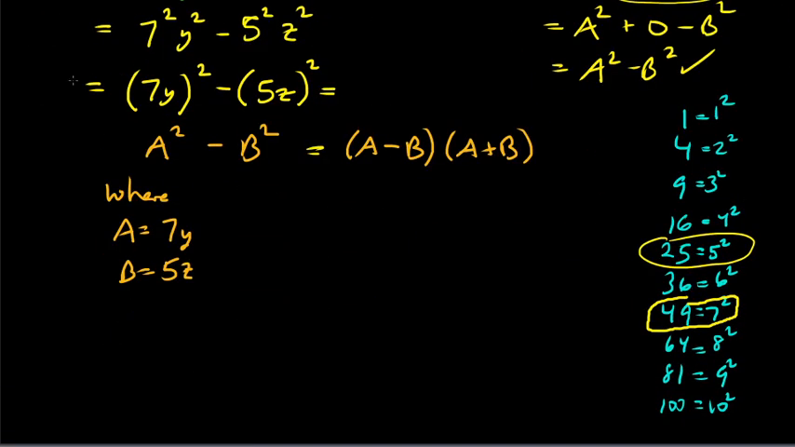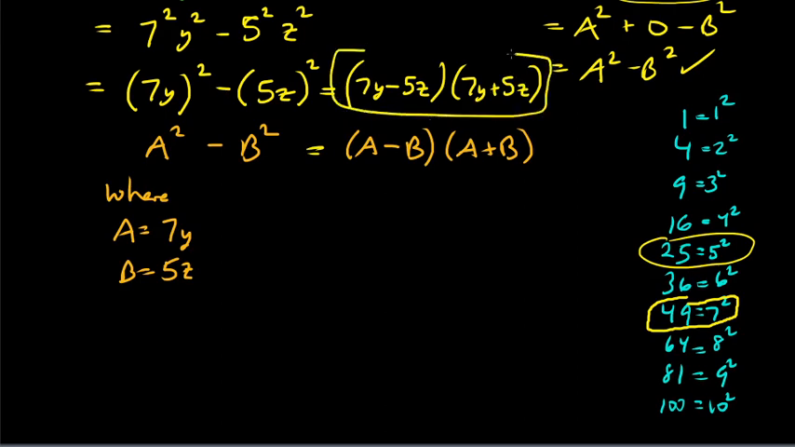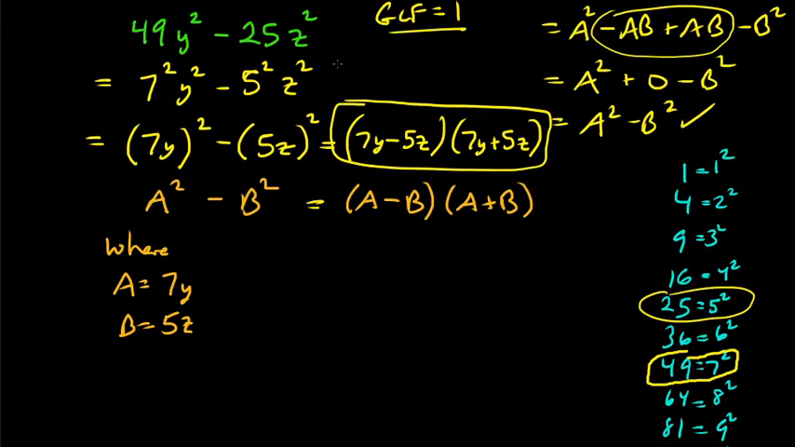Okay, so now we just fill in what is a and what is b here. Remember, a was 7y, and b was 5z. And same thing for the second factor. A plus b is 7y plus 5z. And that's it. We're done, right?